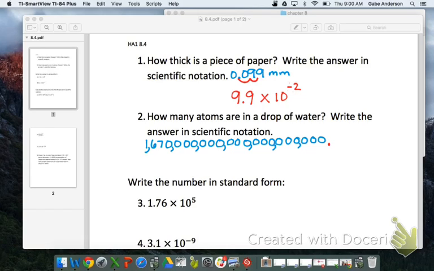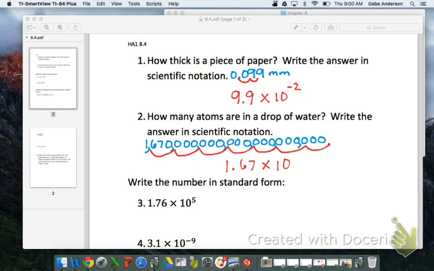Since it's such a large number, I'm just going to go in groups of 3. So there's 3, 6, 9, 12, 15, 18, 21 places I had to move it. So now my number is between 1 and 10. It's 1.67. And then, as mentioned, we've got to include the 10 power. And so instead of saying I moved the decimal to the left so the exponent does this or that, I just look at it like, man, that was a gigantic number. So therefore my 10 power needs to go up, right? It needs to go up 21 places.